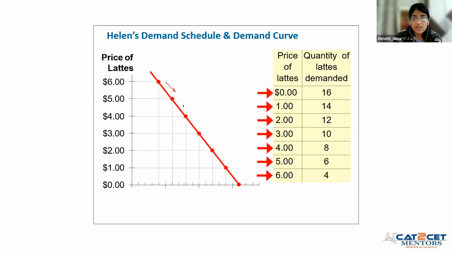As price is falling, quantity demanded is rising, or the other way around. The movement is happening this way.